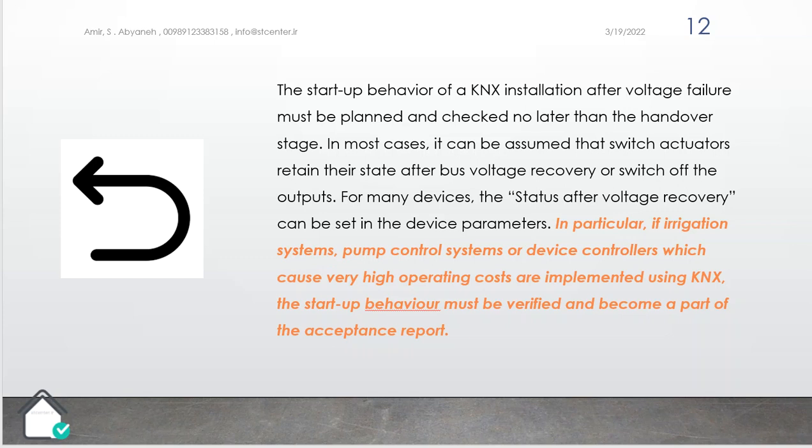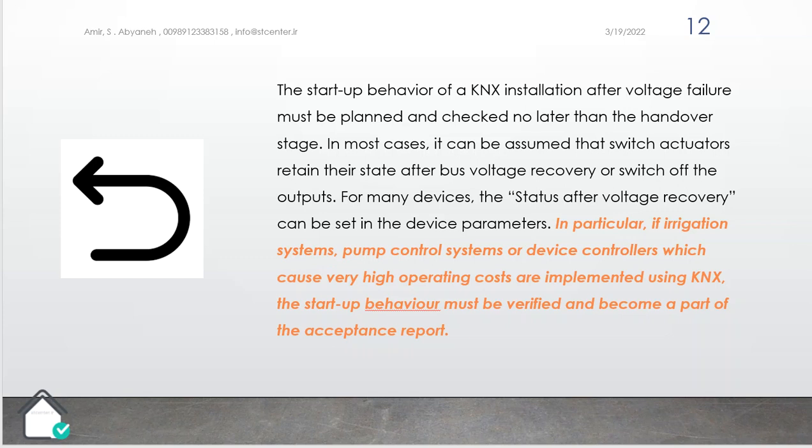Remember that nowadays, for devices like the switch actuators, fan coil actuators, and similar, when you are setting the parameter, you can choose what the action is at startup and in a very initial state. In particular, if irrigation systems, something to provide water for the trees outside of the building, or pump control systems or device controllers which cause very high operating costs are implemented using KNX, the startup behavior must be verified and become a part of the acceptance report.